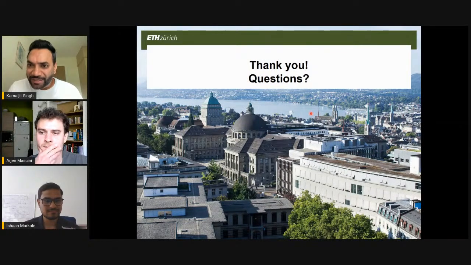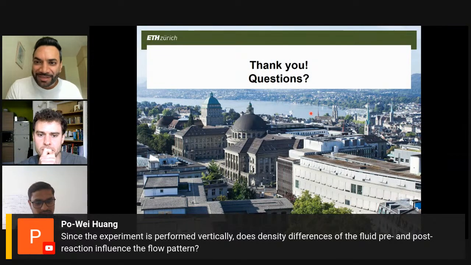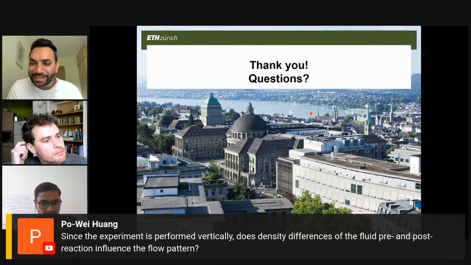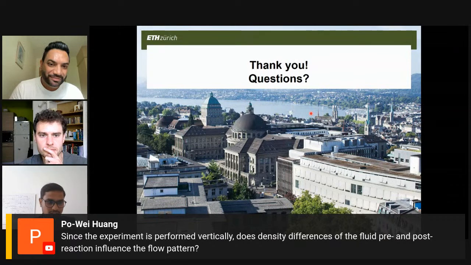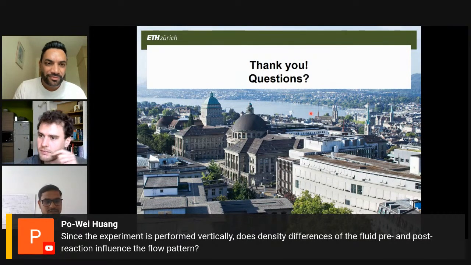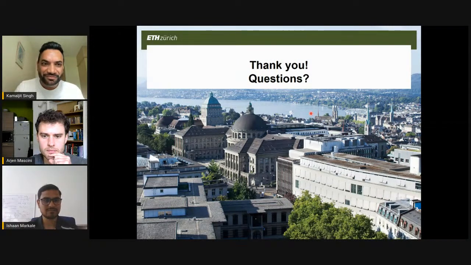Since the experiments are performed vertically, does the density difference of the fluid pre and post reaction influence the flow pattern? Yeah. So what we observed was that the density difference was quite small, so it didn't really matter in our case. It was more or less the same density, you would say.